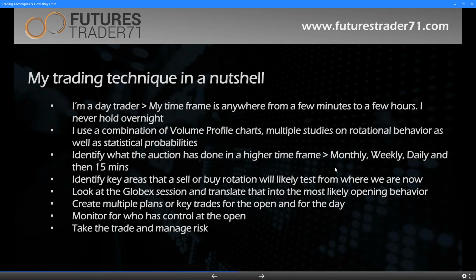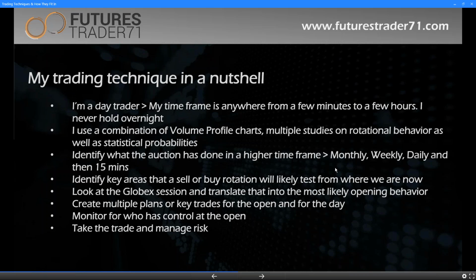Next, I look at the Globex session to translate the information that came on the Asian and European session forward into the US session. I create multiple plans. I call these hypotheses, and the reason I call them hypotheses is because I'm looking at this almost like a lab technician. I have an idea of what mixing these two chemicals will be like. Here's my hypothesis. I think the outcome is going to be this. Then you do the experiment and then document or look at what the actual result is.